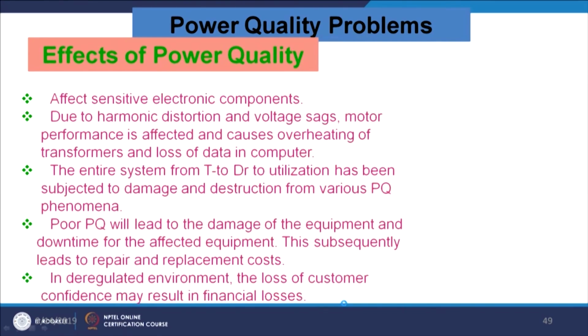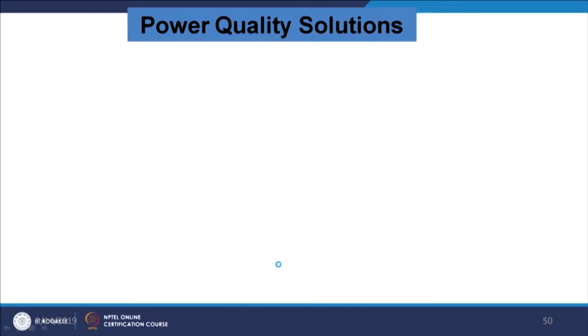Now, the effects of power quality we have discussed thoroughly, so let us take up this point. Poor PQ will lead to damage of the equipment and downtime, and this subsequently leads to repair and replacement costs. So, for this reason we have to take these power quality issues quite seriously.